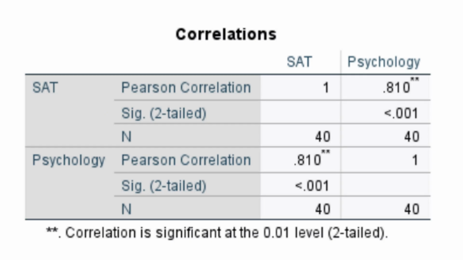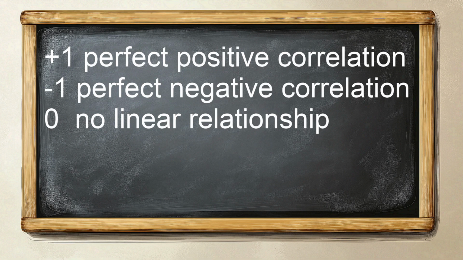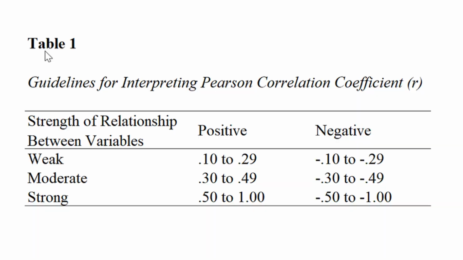There are two key things to look at here. First, Pearson's correlation, or Pearson's R, tells us the strength and direction of the correlation. In our example, R equals 0.810, which indicates a strong positive correlation between SAT scores and psychology exam scores. Pearson's R ranges from +1, a perfect positive correlation, to -1, a perfect negative correlation. 0 means no linear relationship.